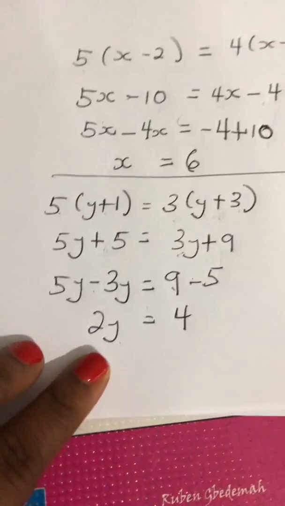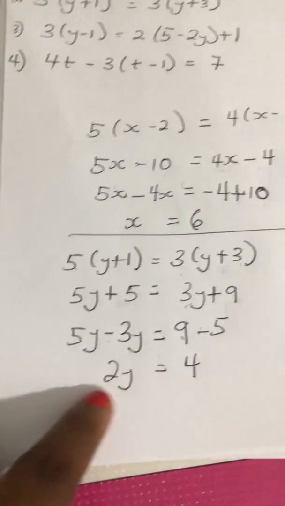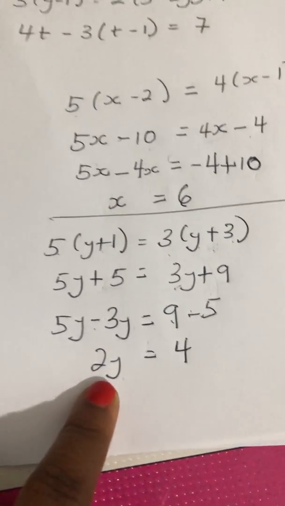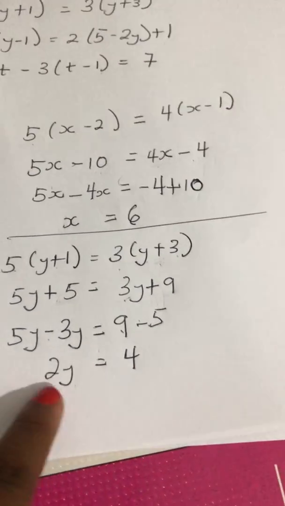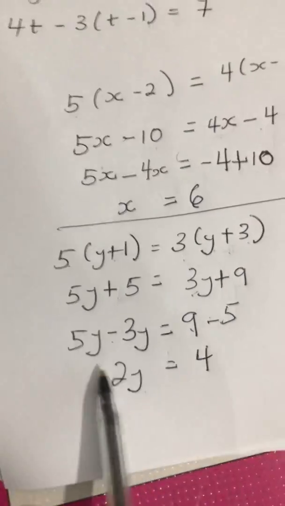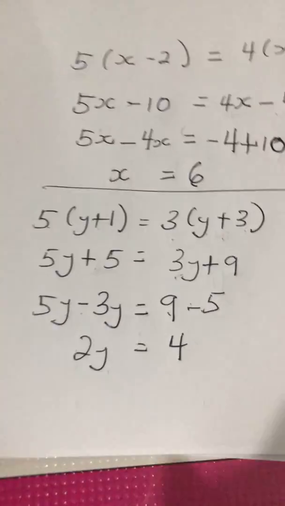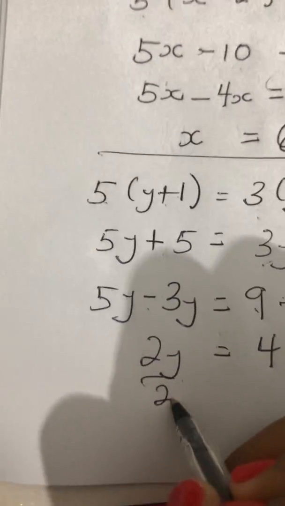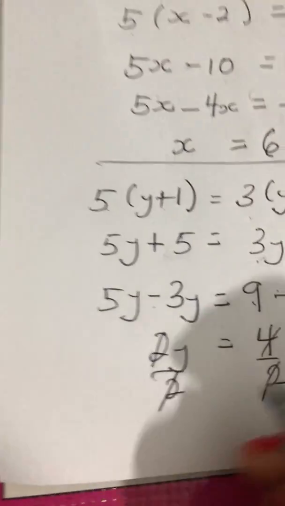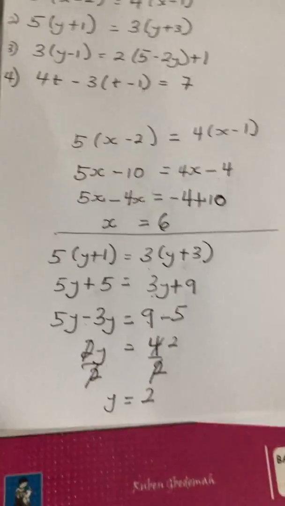Now, you remember I always ask you this in class, that if I want my y to stand on its own, what do I do? I divide both sides by the coefficient of that variable. So the coefficient of y is what? 2. So if I want the y to stand on its own, I have to divide both sides by positive 2. Pay attention, it's a positive 2. If it were a negative 2, you would divide both sides by a negative 2. Please pay attention to these things. Okay, so we have over 2 here, over 2 here. Divide through by 2. So your final answer is y is equal to 2.